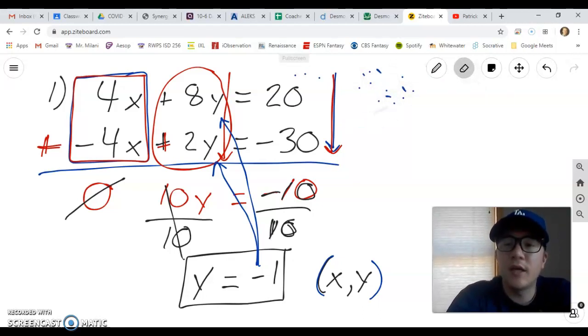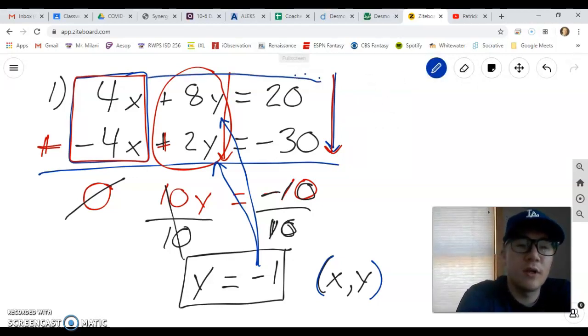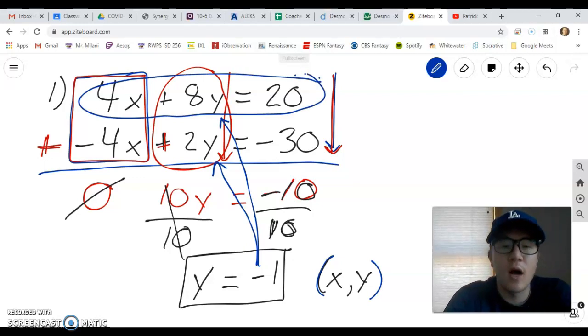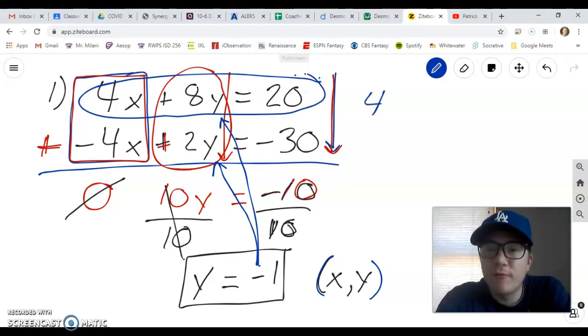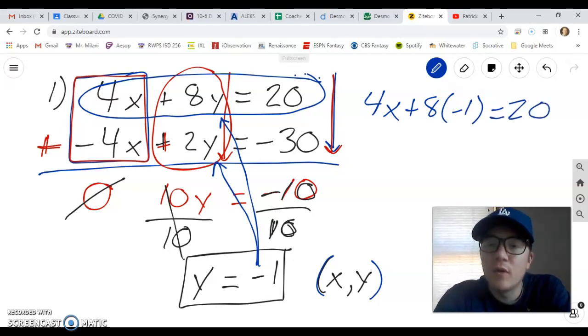Let's use this top one again so that we are able to just focus on one thing here together. We're all going to look at this top one. So I've got a y of -1. So now I've got 4x plus 8, now it's not going to be 8y, it's going to be 8 times that -1 equals 20. 4x, 8 times -1 is going to be -8, equals 20.